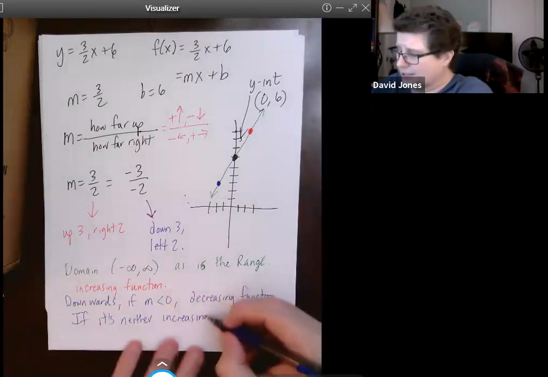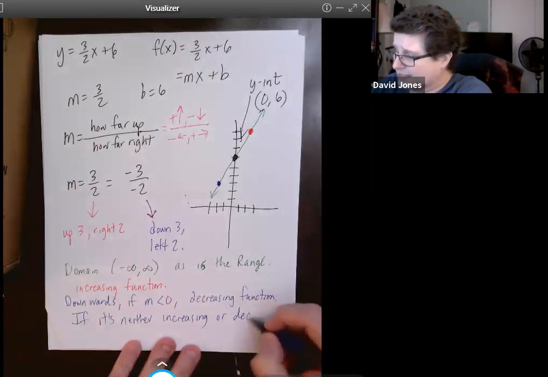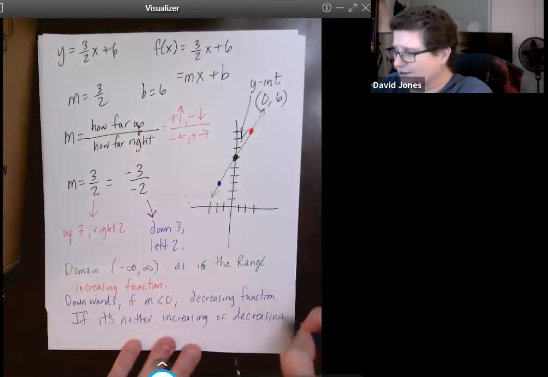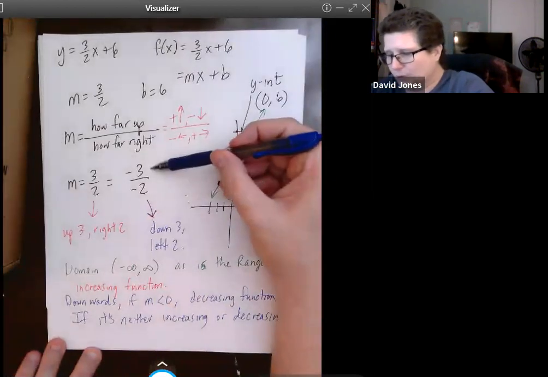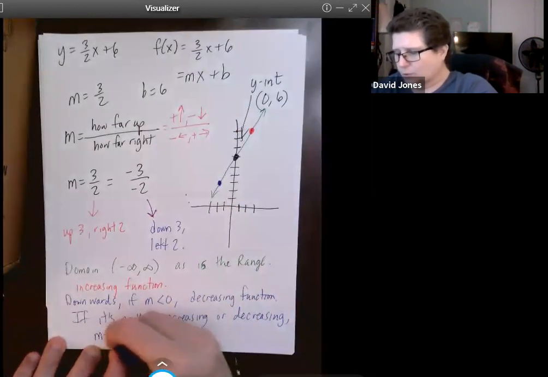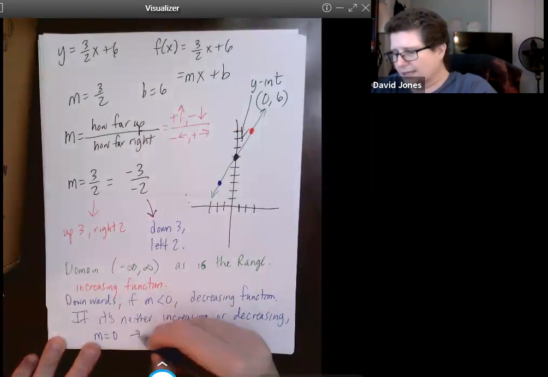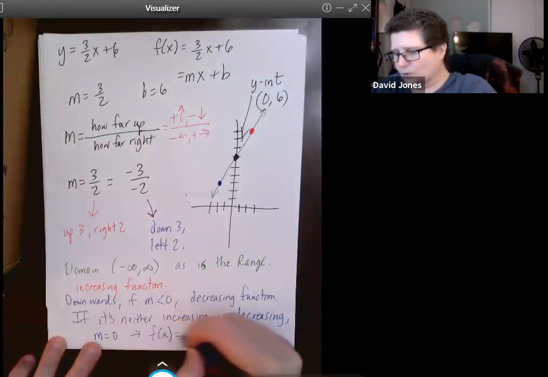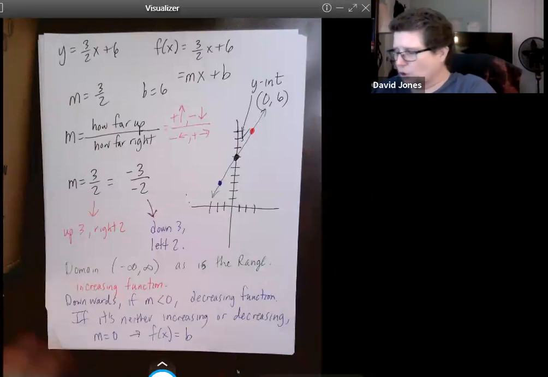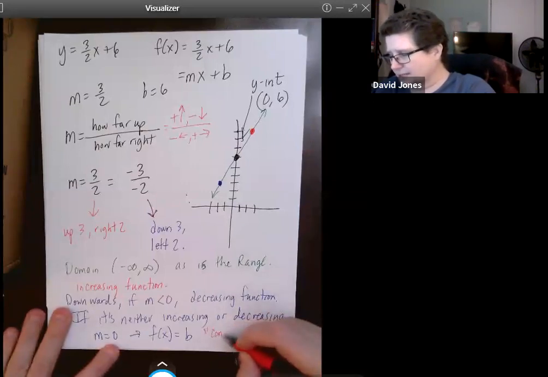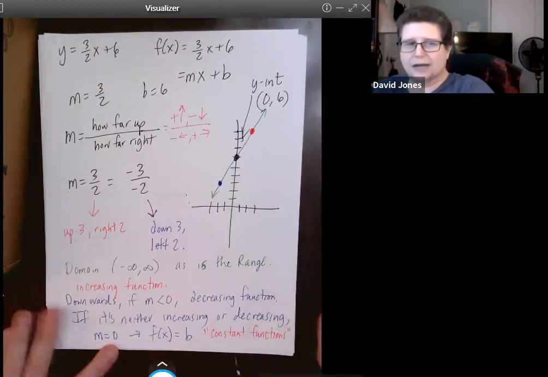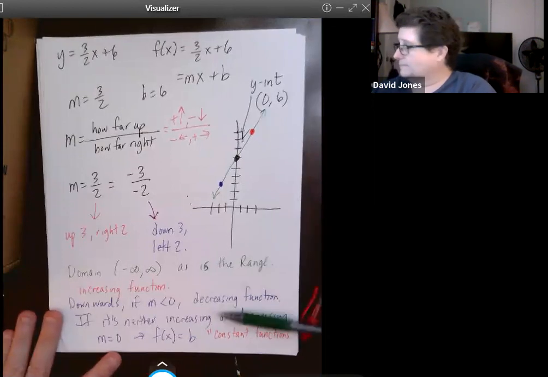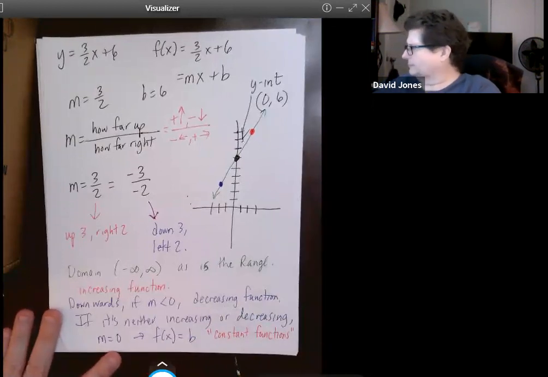Well, if it's neither increasing nor decreasing, if it stays flat, this is a linear function. It means the up and down equals 0. M equals 0, which means f of x just equals b. We call those constant functions because the value stays constant no matter what value x is. All right?